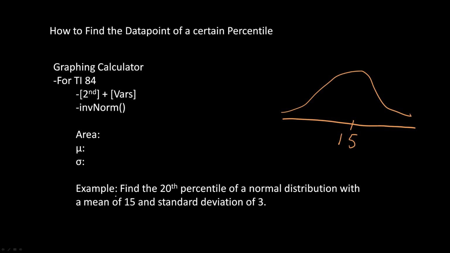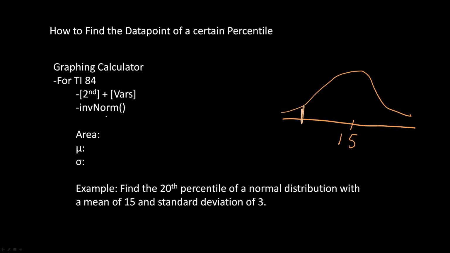Alright, so now let's figure out how to find the data point of a certain percentile of a distribution. So for example, if I want to find the 20th percentile of a normal distribution with a mean of 15 and a standard deviation of 3, I'd be trying to figure out, if this was a distribution right here, what data point was at around this value right here. So for this, you need a graphing calculator, and for this video, I'm going to be using a TI-84, and you essentially want to find the second key and the vars key for the TI-84, and you want to find the inverse norm function after that.